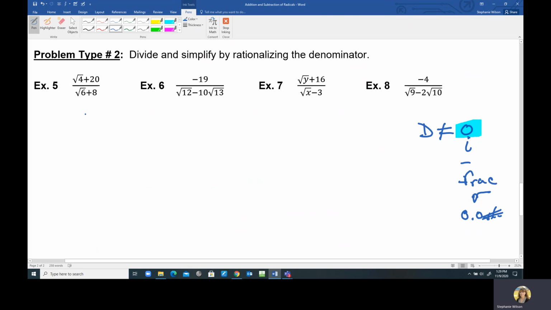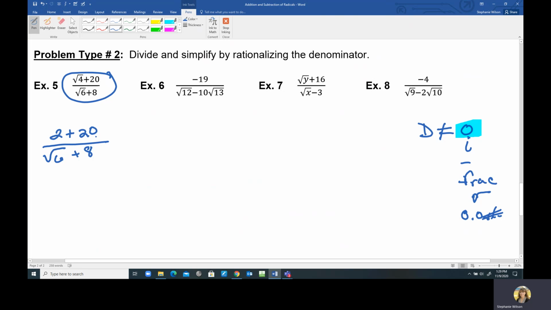And let's solve for this one here. I have the square root of 4. Well, I know what that is. That's 2. So let's go ahead and write it in that format. And it's all divided by the square root of 6 plus 8. Well, the square root of 6 will not simplify down, right? So we are stuck with the square root of 6. So this top, again, the numerator turned out really nice and pretty.